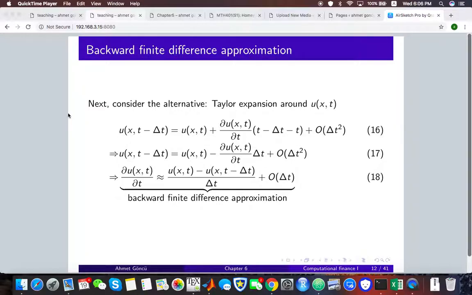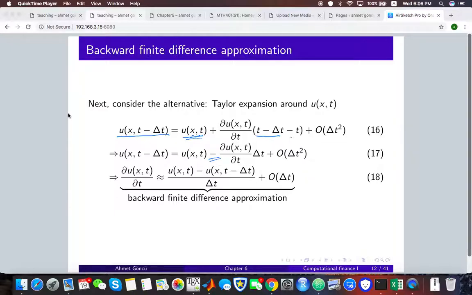Alternatively, we can take a backward time step, and this gives us the backward finite difference approximation. Similarly, we can take a backward time step and expand this function u in terms of the point evaluated at x and t. This time this is our t minus delta t backward time step, and we are subtracting this minus t. So this gives you the minus term here that you can see.